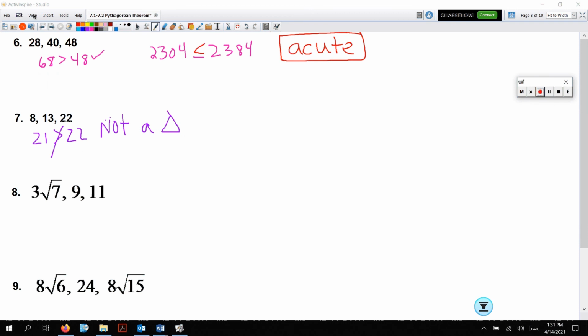Okay, number 6 was actually acute, and number 7 was not a triangle. 8 plus 13 is 21, and that is not bigger than 22. So no need to go any farther.